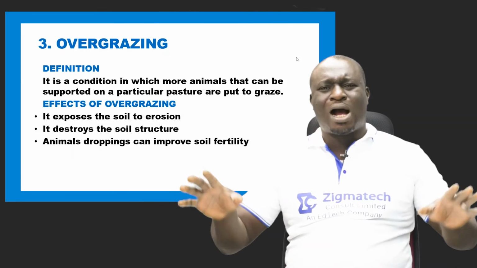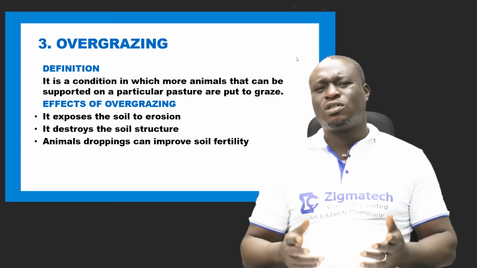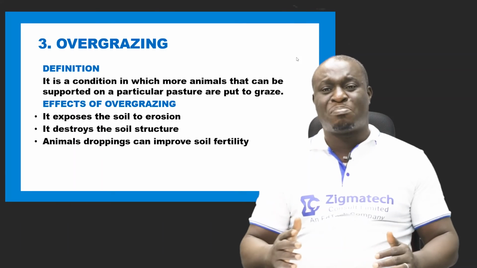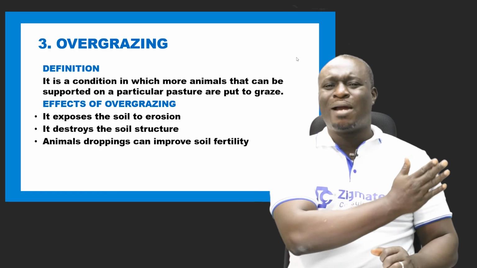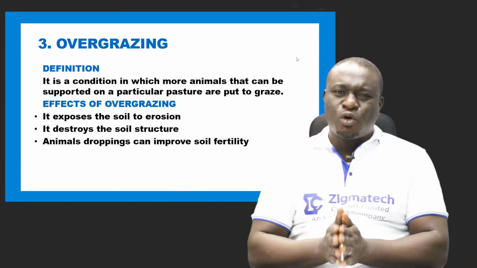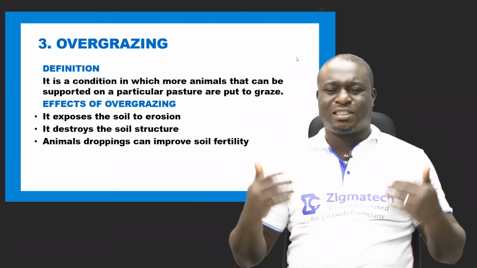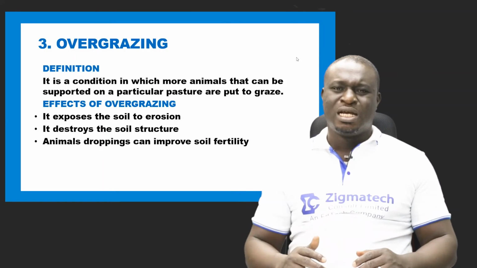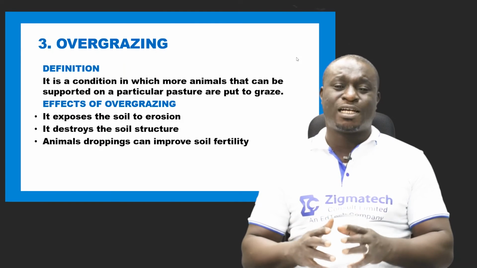You put more animals to graze a small piece of land. Now, once those animals graze that particular piece of land, they will leave it bare. They tend to wipe out everything that looks like vegetation. Now, like we've said before in terms of bush burning, it exposes the soil to what? Erosion. It exposes the soil to erosion. Also, it destroys the soil texture.